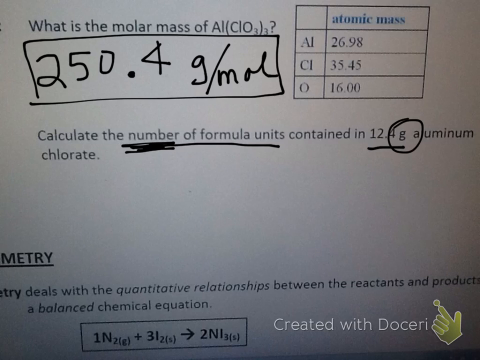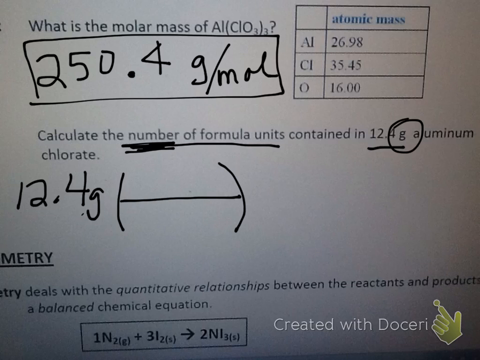But here we're given grams, or the mass, and we're going to start with what we're given. We're given 12.4 grams of aluminum perchlorate. We need to find the number of formula units. Can we go from grams straight to numbers of something? No, remember the central unit in chemistry is the mole. So any conversion we have to do, we always have to go through the mole unit. So I need to convert grams first to moles of aluminum chlorate. Whenever I have grams per mole, that's our molar mass. We just calculated that from above.